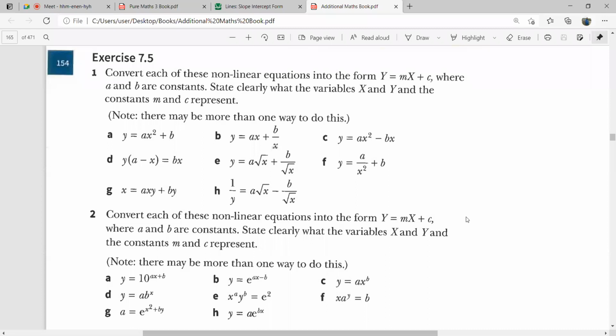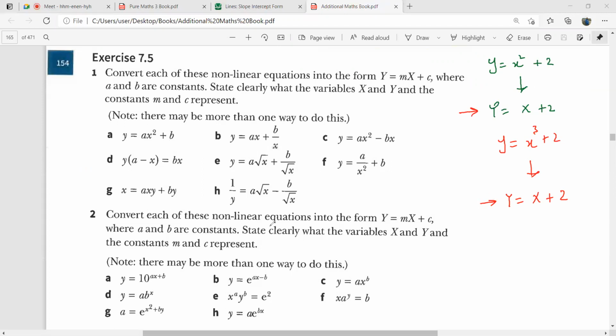So here we are on this exercise. It says convert each of these non-linear equations into the form y equal to mx plus c. Just remember, I initially had the equation y is equal to x square plus 2, and then I changed that into y equal to x plus 2. And then I also showed you that when we had y is equal to x cubed plus 2, we changed that into y equal to x plus 2. And you have seen that in both these cases, the result was a line graph.